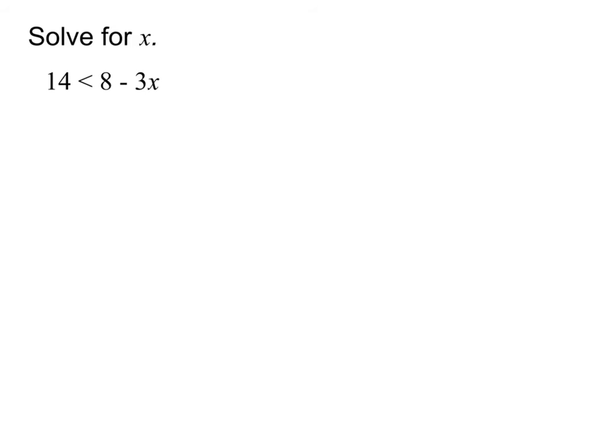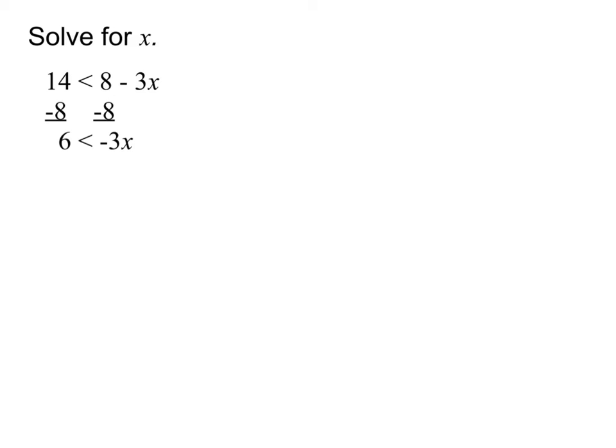So in this case, I want to get rid of any addition or subtraction first, which would mean getting rid of the 8, because it's 8 minus 3x. But notice that the 8 here is positive. The minus is being applied to the 3x. And so since the 8 is positive, I'm actually going to need to subtract 8 from both sides. Then I have 6 is less than negative 3x.